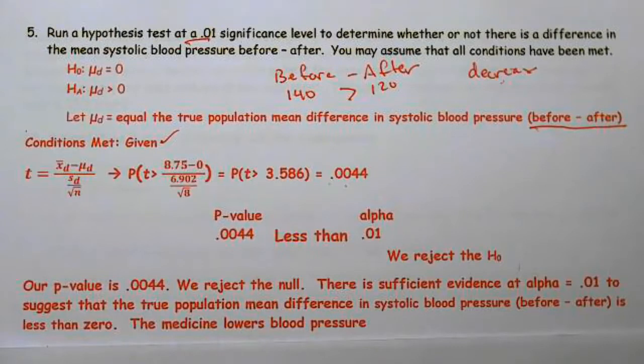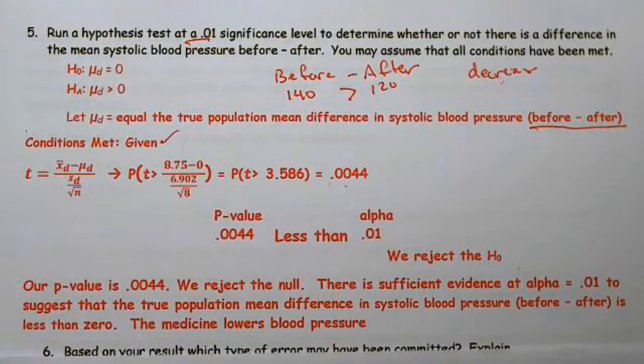There is sufficient evidence at alpha equal 0.01 to suggest that the true population mean difference in systolic blood pressure before minus after is less than 0. Simplified, okay, always give a simplified: the medicine lowers blood pressure. It actually works. Or the medicine more specifically lowers systolic blood pressure.